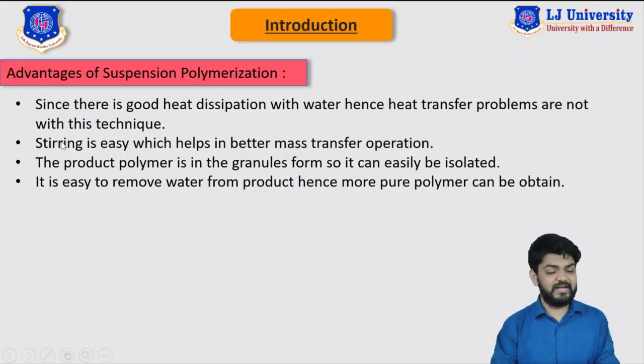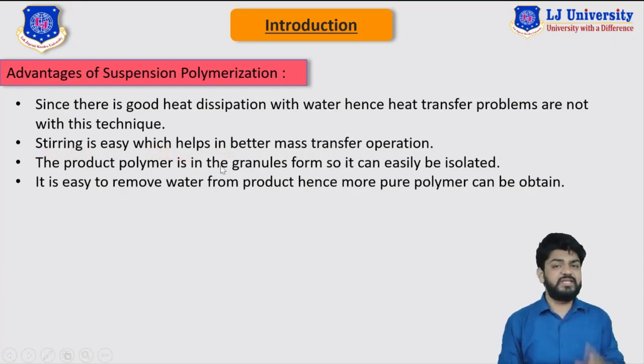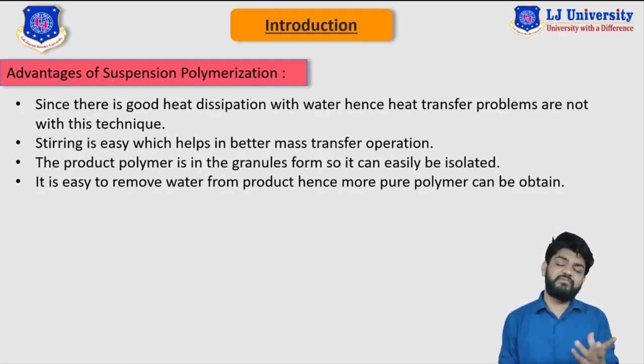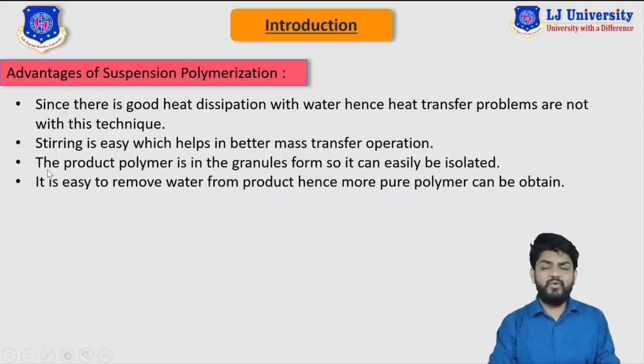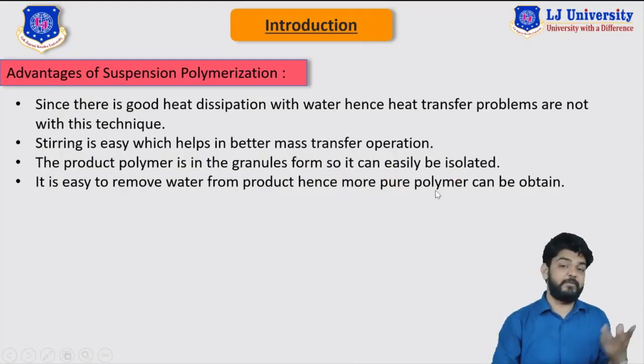Now the next advantage is that stirring is very easy, which also helps in better mass transfer. With this type of suspension polymerization, we can easily agitate or stir the entire mixture. The product polymer is in the form of granules or beads, as we have seen in the previous image, so we can easily separate and isolate our product.